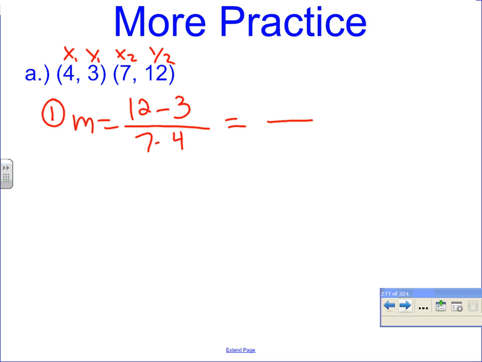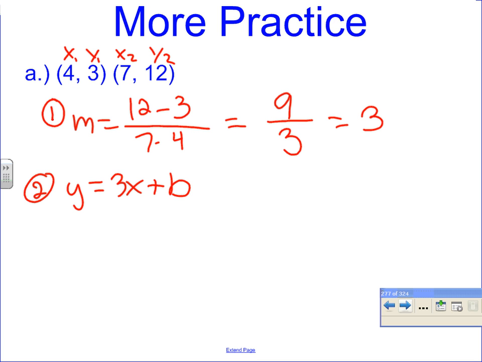Ray, did you flip it by accident? Be careful. Make sure you always subtract the y's and then subtract the x's. So our slope is 3. After you find the slope, step 2 is always write your equation with the slope. So that's not new. Here's the new part. How do we find B? You're not given it. Abigail, how do we find it?